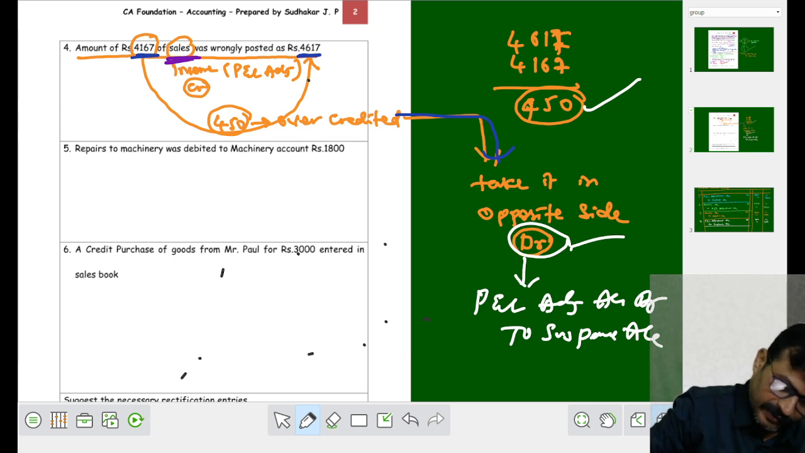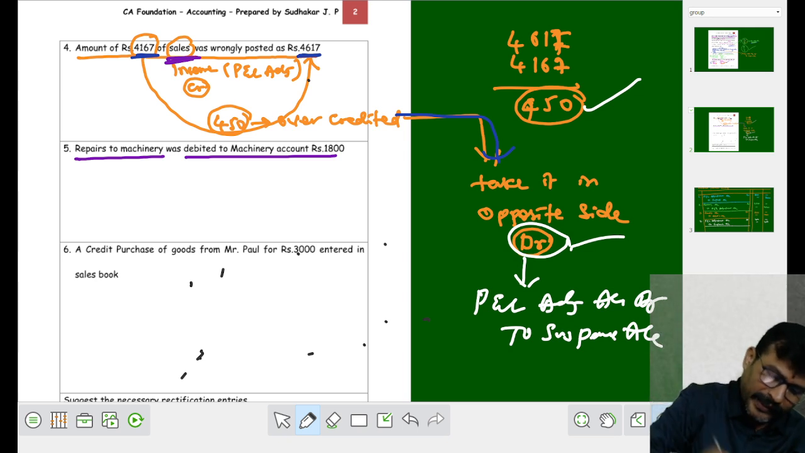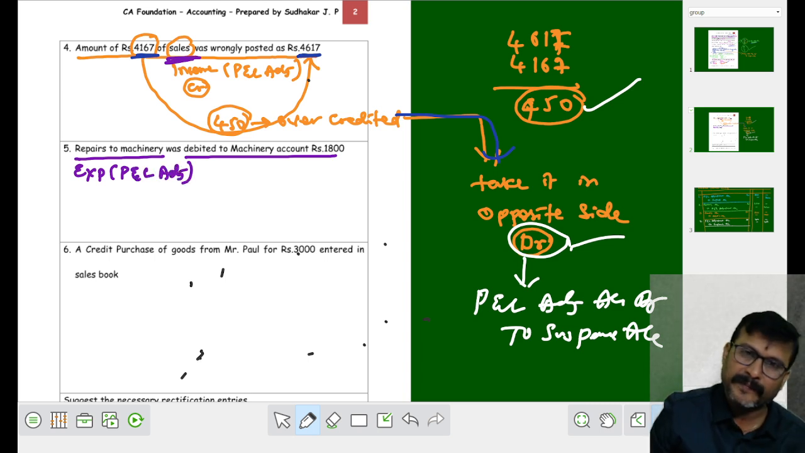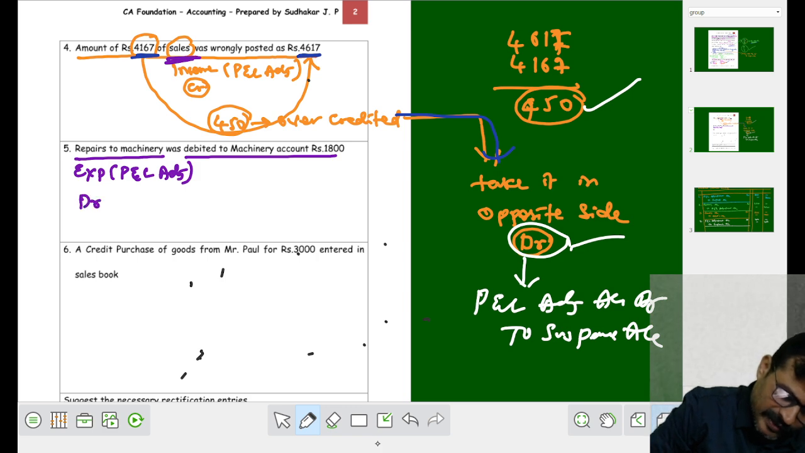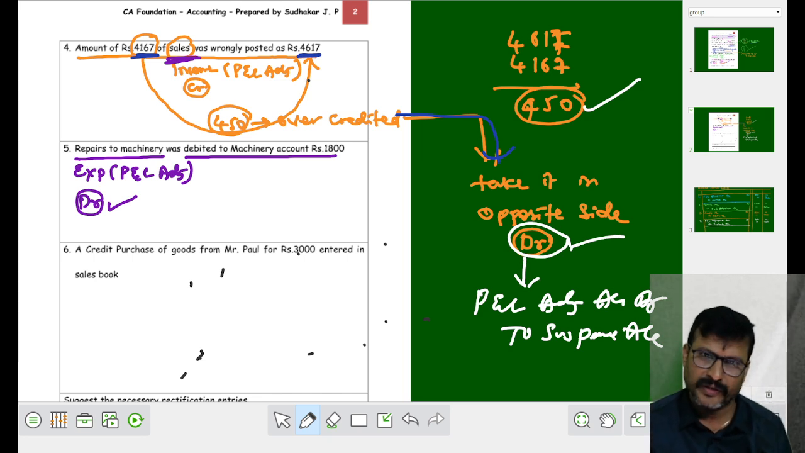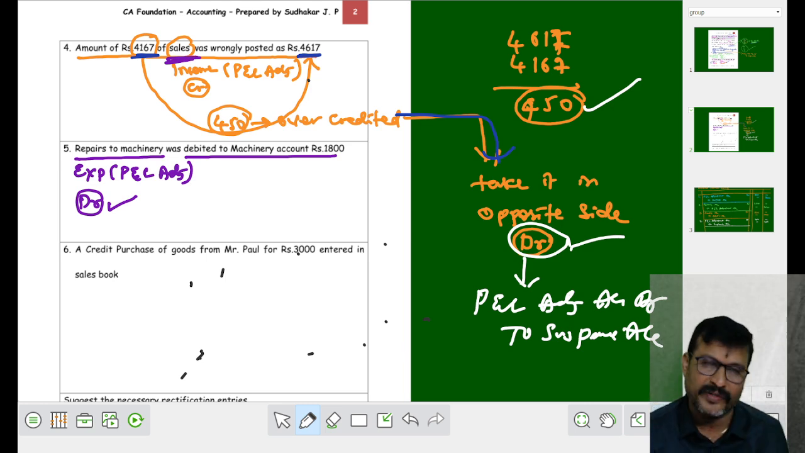Repairs to machinery. What is it? Repairs to machinery debited to machinery account. Tell me, my dear student, when repairs is an expense, in the place of expenses, we have to use P and L adjustment. Expenses means it is to be debited, correct debit. Repairs means expenses. In the place of expenses, use P and L adjustment. As an expense comes in the debit side.